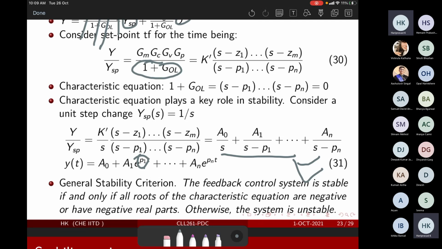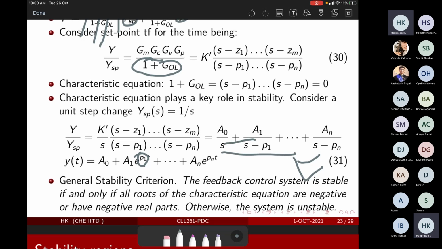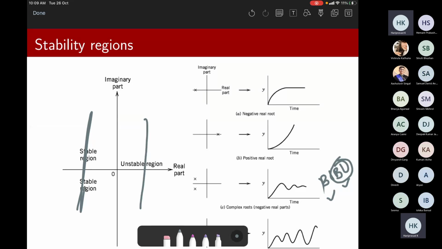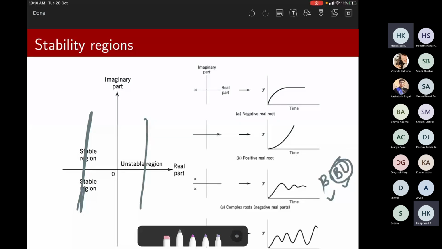So it's a good question. The necessary and sufficient condition is to have all these roots negative, lying on this side, which is the stable region. And this is the unstable region, which would make things worse.